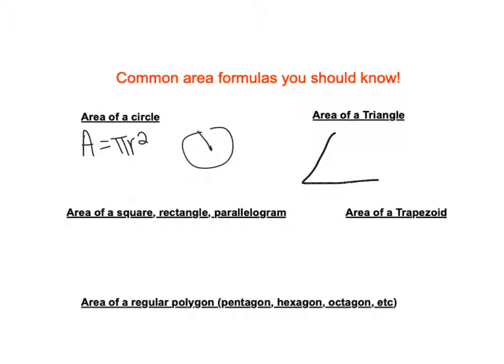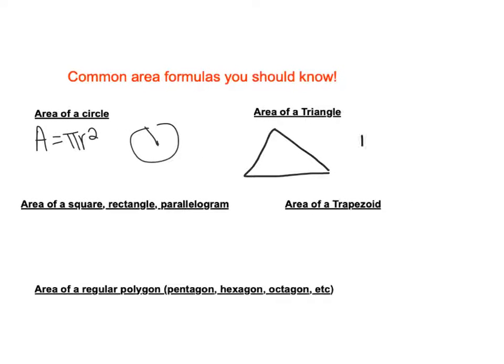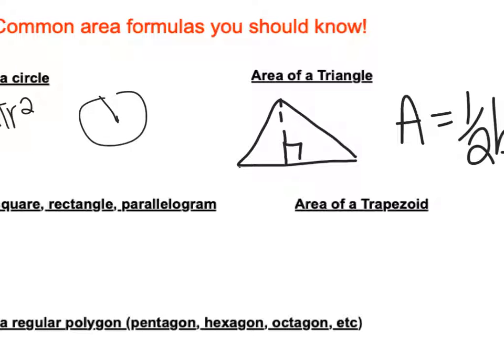Okay, so I'm just going to draw a random triangle here. The area is 1/2 the base times the height. And in this case, our base and our height, they're perpendicular to each other. So our base goes across the bottom, and our height is perpendicular to the base. So the base and the height are perpendicular to each other.